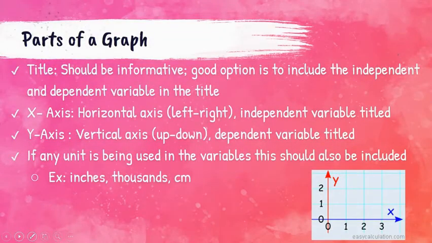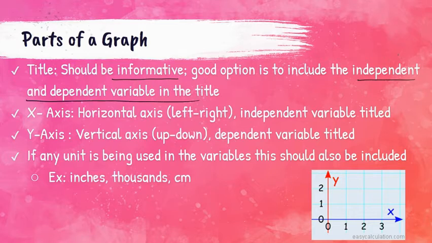Now, when we look at creating a graph, there are different parts of a graph that absolutely have to be there so that if somebody is trying to analyze that data or look for a relationship, they can properly see it. The first thing, and one of the most important things, is that the graph has a title. This title should be informative. A really good option to make sure that it is informative is to include the independent and the dependent variable in the title. If you have both of those things in the title, it typically is going to be informative enough and should allow the reader to see what data they're looking at.